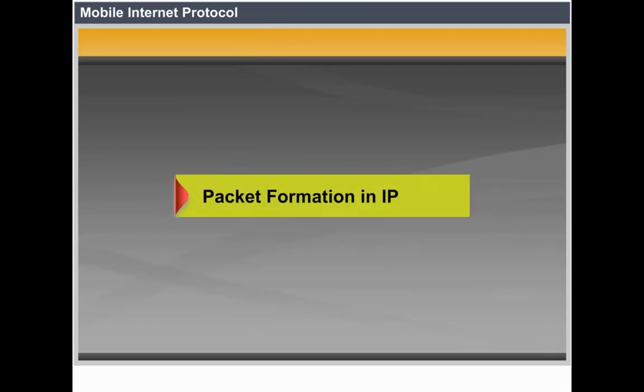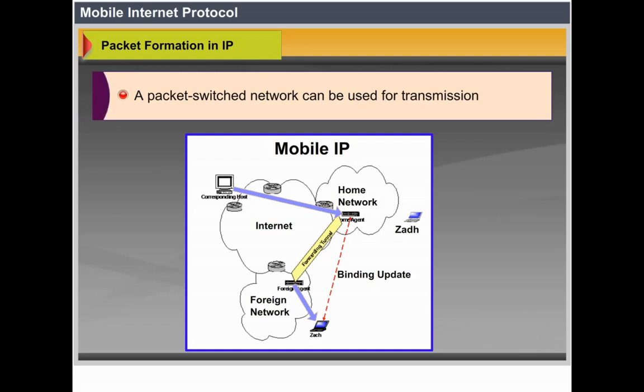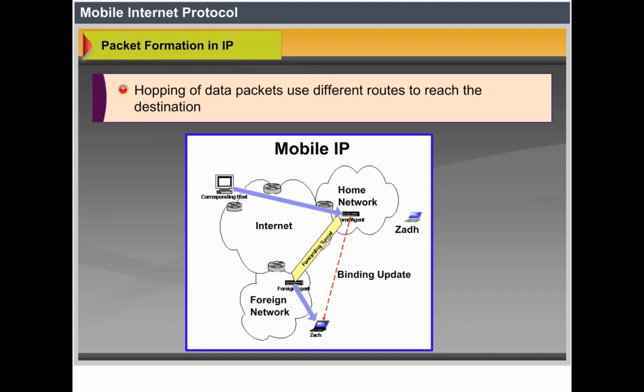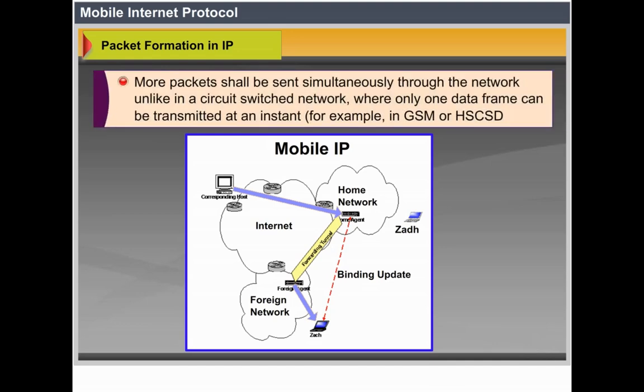Packet formation in IP. Packets of maximum size equal to 2^16 bytes, 2^14 words, after the data from the L4 transport layer is divided. A packet-switched network can be used for transmission. Hopping of data packets uses different routes to reach a destination. More packets can be sent simultaneously through the network, unlike in a circuit-switched network where only one data frame can be transmitted at an instant, for example, in GSM or HSCSD.